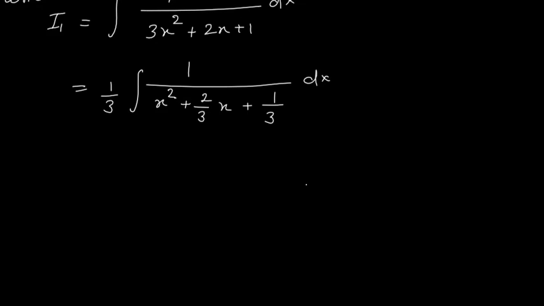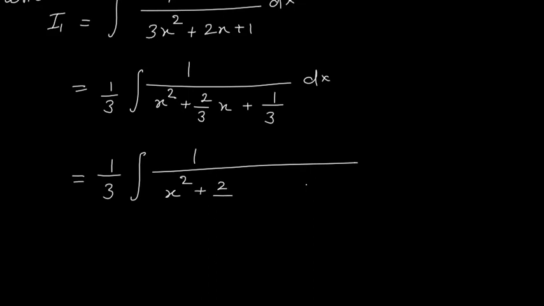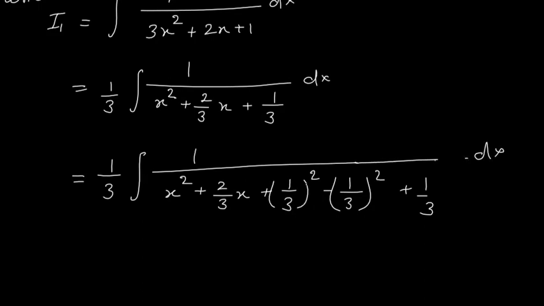Now, next step is what? In the next step, we will add half the coefficient of x, the square. So that is 1 upon 3 square. 1 upon 3 square we will add, 1 upon 3 square we will subtract, plus 1 upon 3 is there. What we have done here? We have made one adjustment.